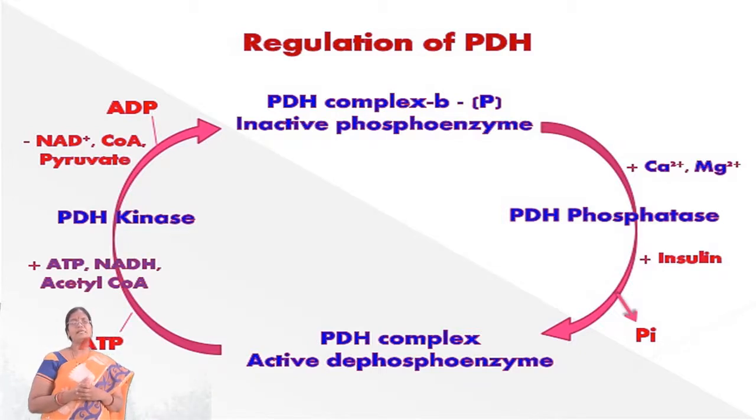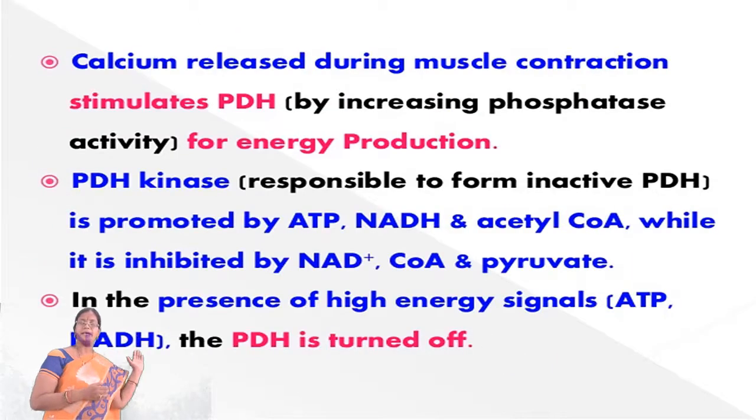Coming to the significance, the calcium released during muscle contraction stimulates PDH for energy production. Next, PDH kinase is promoted by ATP, NADH and acetyl CoA, while it is inhibited by NAD plus, CoA and pyruvate. Next, in presence of high energy signals like ATP and NADH, the PDH is turned off. That means in presence of end products, that is ATP and NADH, the PDH is turned off.